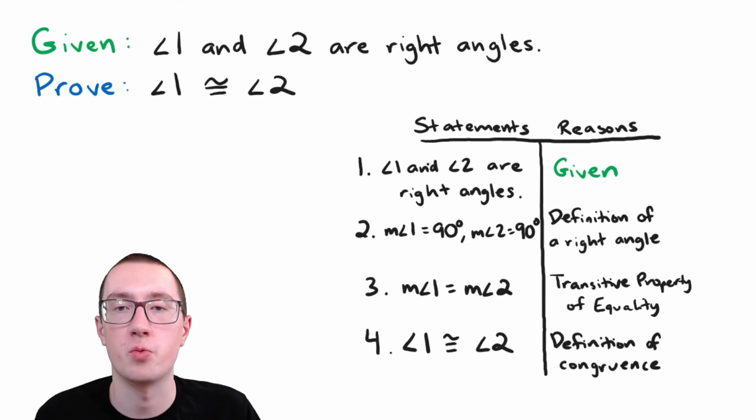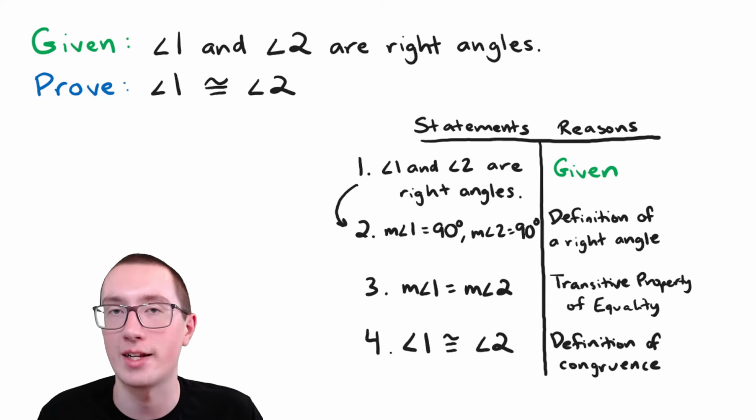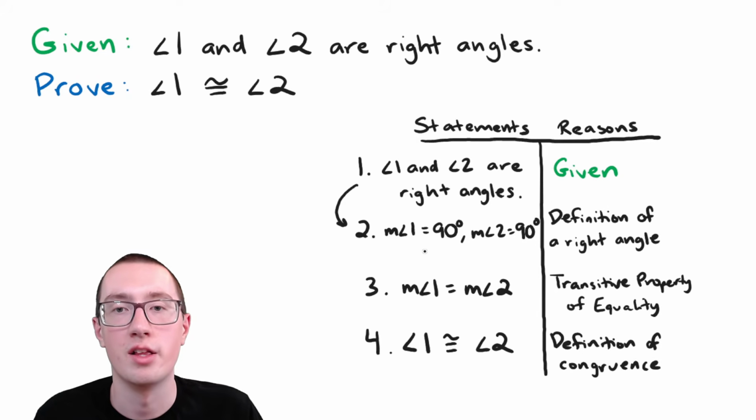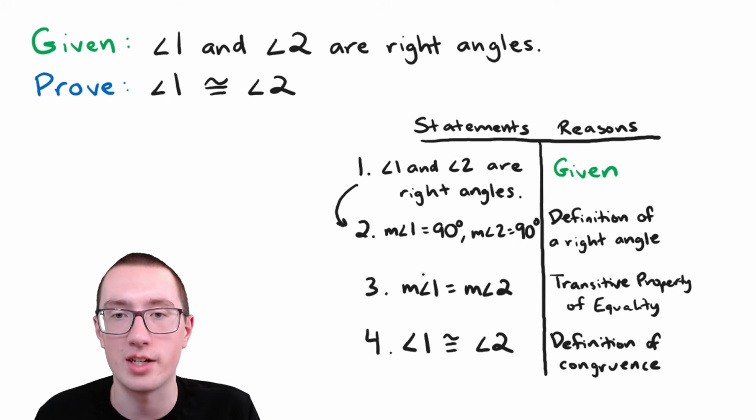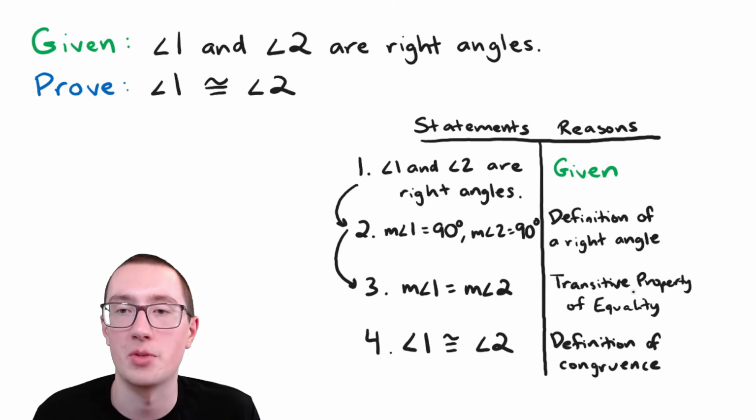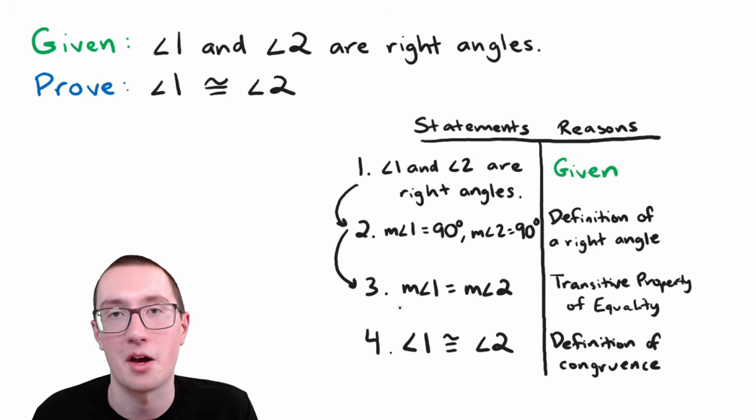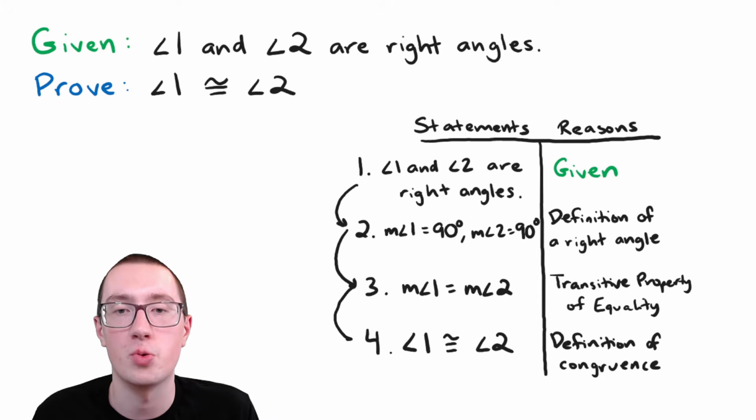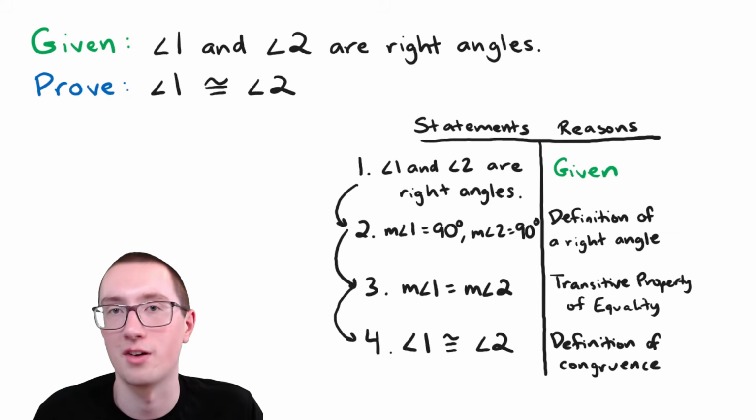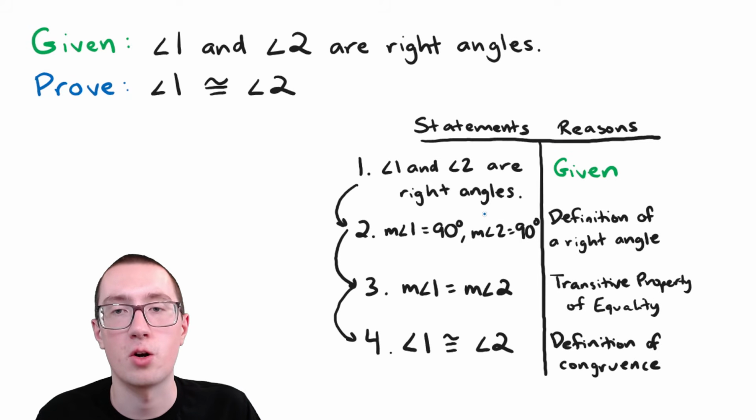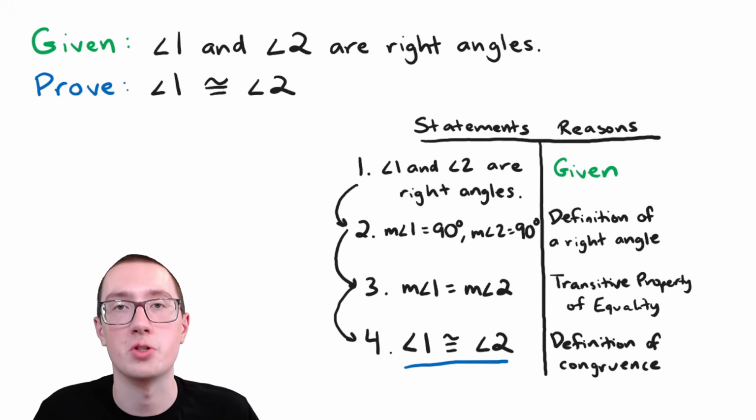So let's review our proof here. We started with angle 1 and angle 2 being right angles. That was given to us by the problem. Based on that, we knew that both angles had to be 90 degrees. That's the definition of a right angle. Then we knew that because both of them were 90 degrees, they have to be equal to each other, which we had to prove really dumbly with the transitive property of equality, but we got there eventually. And then finally, we knew that that was literally the definition of angles being congruent, which was statement number 4. So once you've successfully connected the dots between the statement that was given to us in the problem and the statement that we're trying to prove, that's how you know your proof is complete.